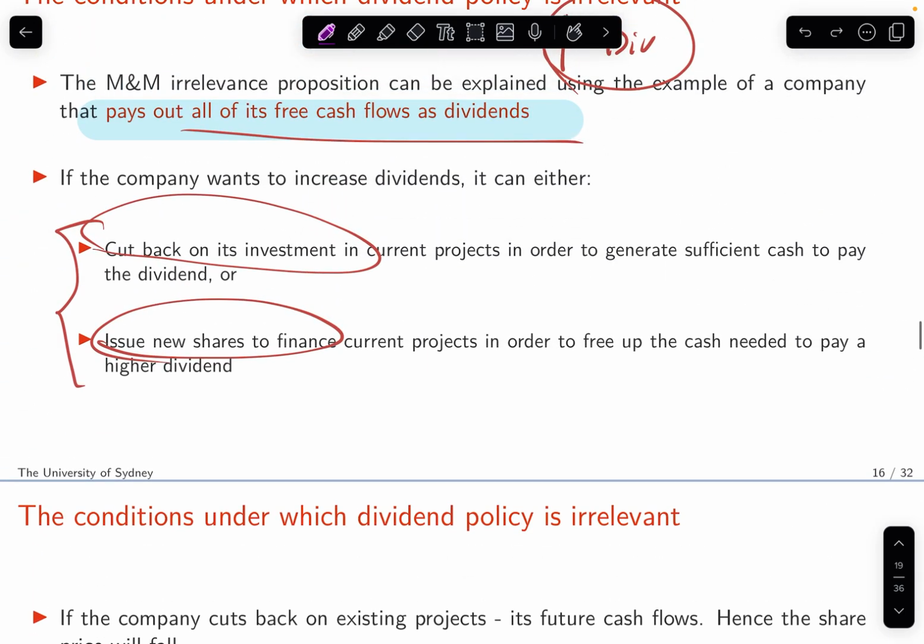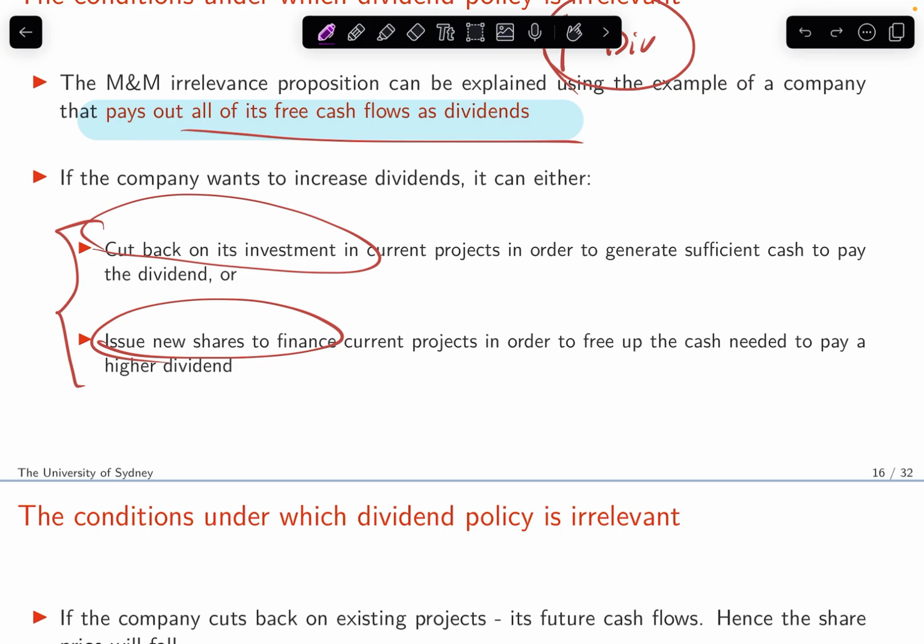Now, we could see a problem right off the bat. If we cut back on investment, then future growth will be affected. Future growth will decrease, and future earnings will be expected to decrease or slow down at the least. If it slows down or decreases, then what we will get is shareholder value that decreases. On the other hand, if we issue new shares, if we sell off pieces of the company, then the percentage each share represents would also decrease. So therefore, shareholder value will decrease.